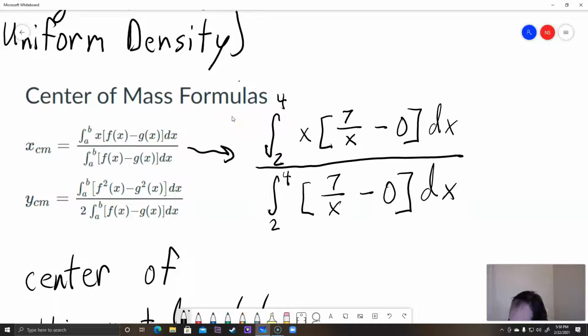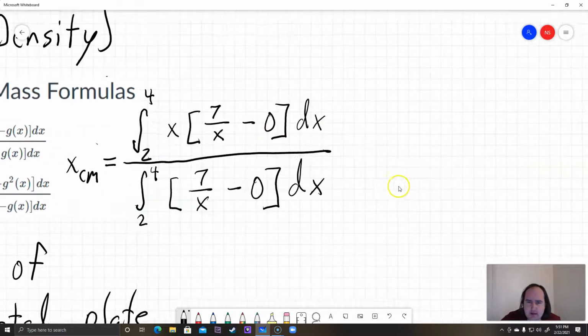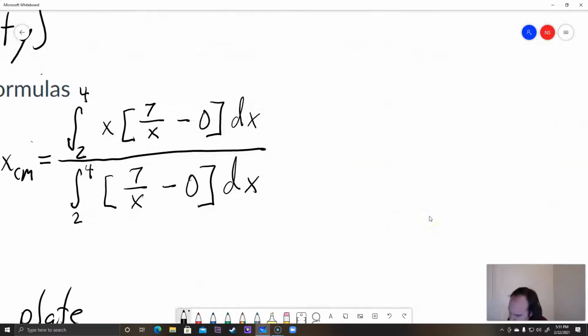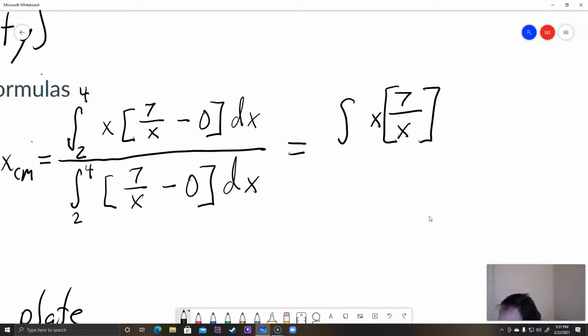Okay, so that's what we're doing here. This is our x center of mass, so that's written x cm. Okay, and we can actually simplify this a bit. So for our numerator, any number minus 0 is just a number. So that actually simplifies to the integral from 2 to 4 of x times 7 over x dx.